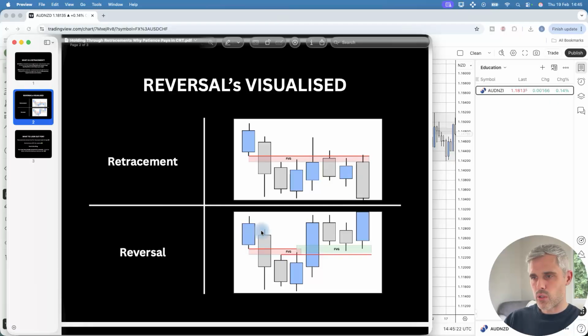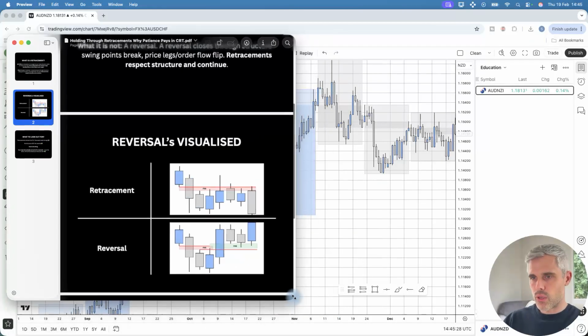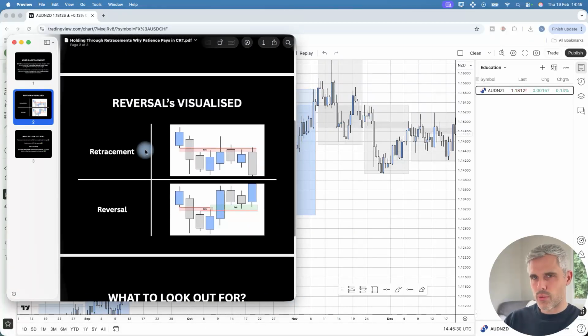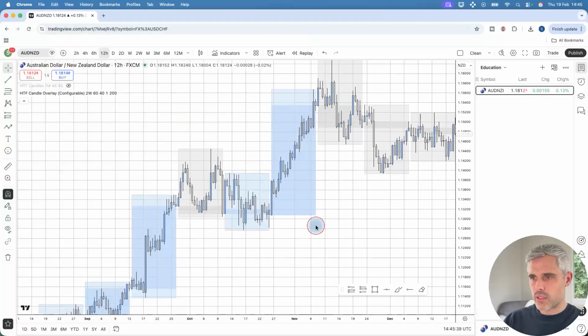So if you're in bearish trades right here, you don't want to get trapped and then get stopped out. So essentially what we're looking for in the charts is what is normal retracement versus an actual sign of reversal. And that's what we want to be able to identify so that we can manage our trades effectively.